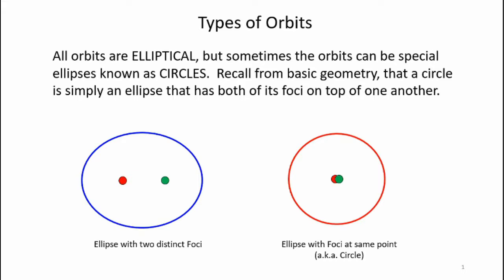Today I want to talk about elliptical and circular orbits. Now, in the pictures below, the blue depicts an elliptical orbit. And from geometry, recall that an ellipse has two distinct foci. On the right, we have a circular orbit. Now, if you also recall that a circle is a special ellipse to where both foci are stacked up on top of one another. This means that all orbits are elliptical in nature, even if it's a circle.